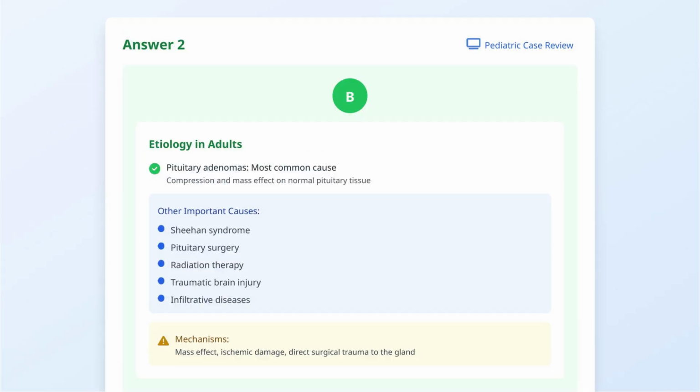Pituitary adenomas are the most common cause of panhypopituitarism in adults, causing compression and mass effect on normal pituitary tissue. Other important causes include Sheehan syndrome, pituitary surgery, radiation therapy, traumatic brain injury, and infiltrative diseases. The mechanism involves mass effect, ischemic damage, or direct surgical trauma to the gland.